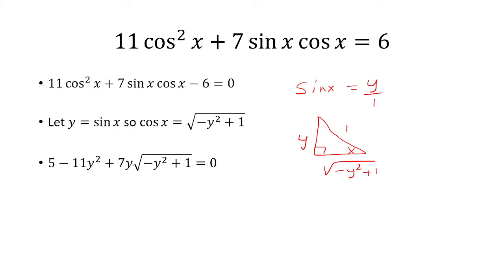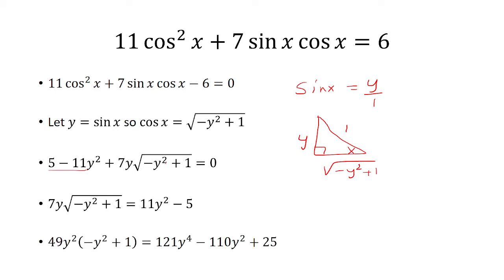But the problem here is that we have a square root, so what we have to do is square both sides. But before we do that, we want to isolate the square root. So we're going to move the 5 minus 11y squared to the right. And then we can square. So squaring the square root, that will go away. And then we have 7y squared becomes 49y squared. And then we square the 11y squared minus 5 to get this.